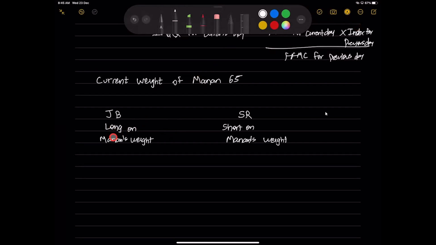Now, when I'm saying long on Manan's weight, what am I really thinking? Is it going to increase or decrease? Decrease? If I am buying Manan's weight today, going long, what is my anticipation for the future? The weight will increase, right? I am of the opinion that since he has recently had a breakup, he is going to be gaining a lot of weight.